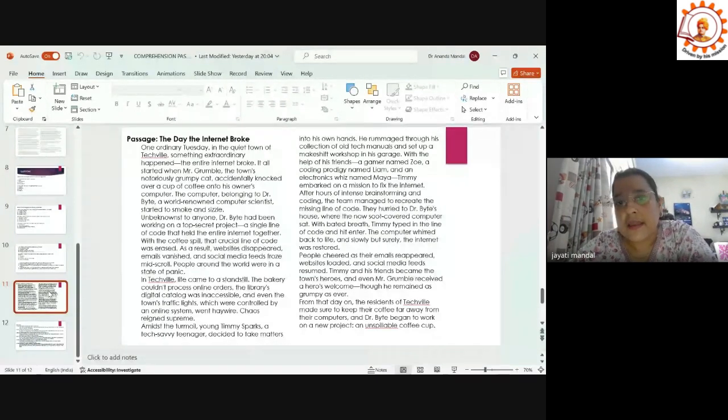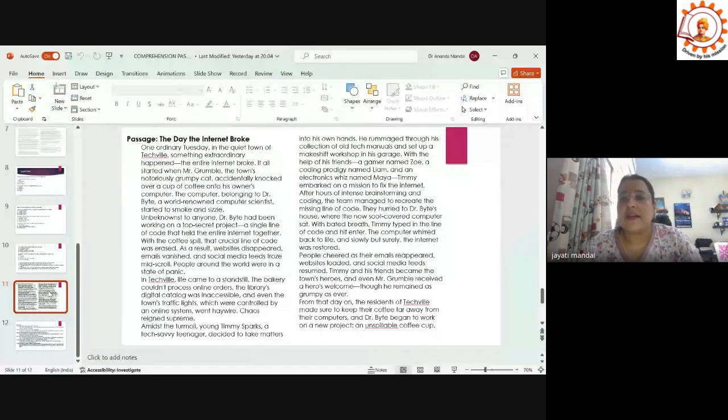So here, what did he do? This Timmy Sparks, the teenage boy, rummaged through all the collections of tech manuals. He unsystematically searched all the things that were left over there. Old tech manuals, all related to computers, and there he made a makeshift workshop in his garage.